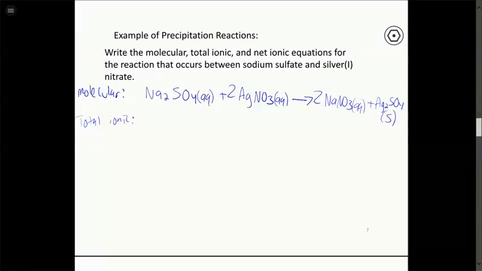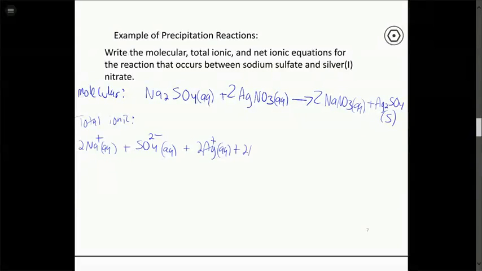So all of these soluble ionic compounds, the ones that have (aq) next to them, we're going to separate out into ions. So on the reaction side, we have Na2SO4, which dissolves to give 2 Na+ and an SO4 2-. We have silver nitrate. We have 2 of those, so we're going to get 2 Ag+ and 2 NO3-.